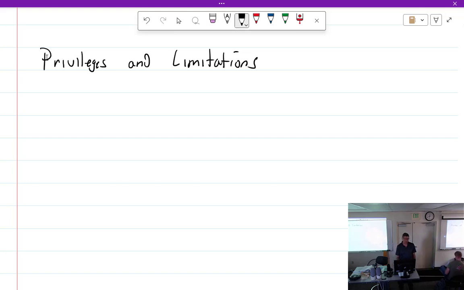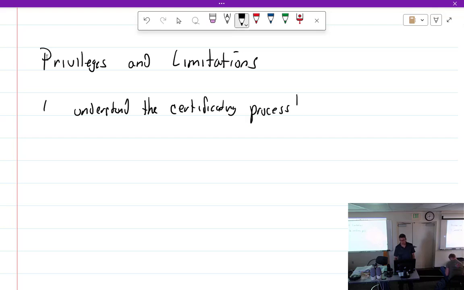Anyway, what we want to do is understand the certificating process. Oh, that makes more sense. The process or procedure for becoming an aircraft mechanic.